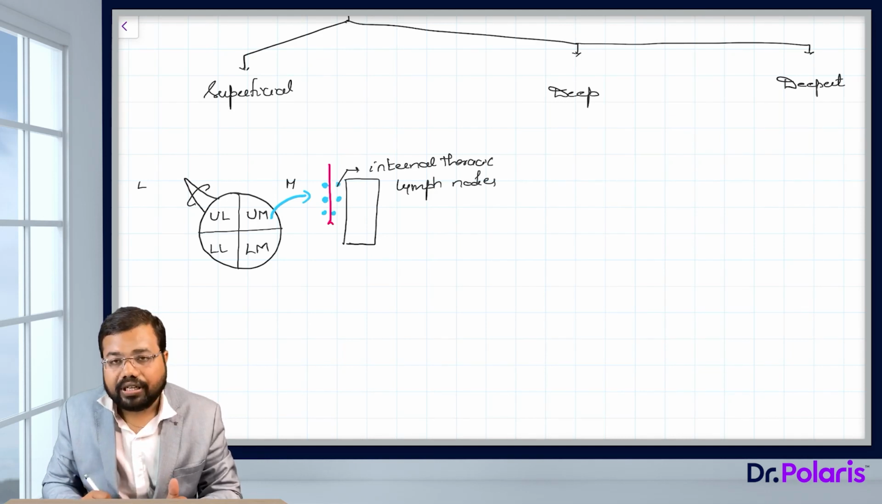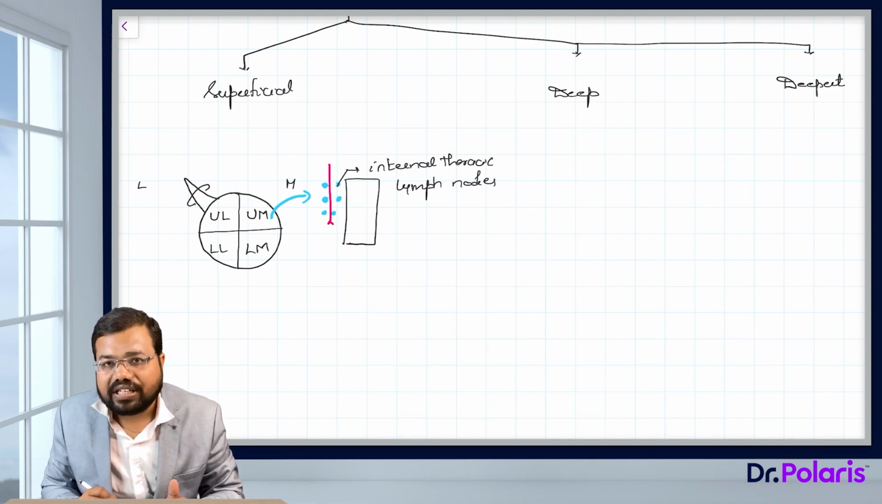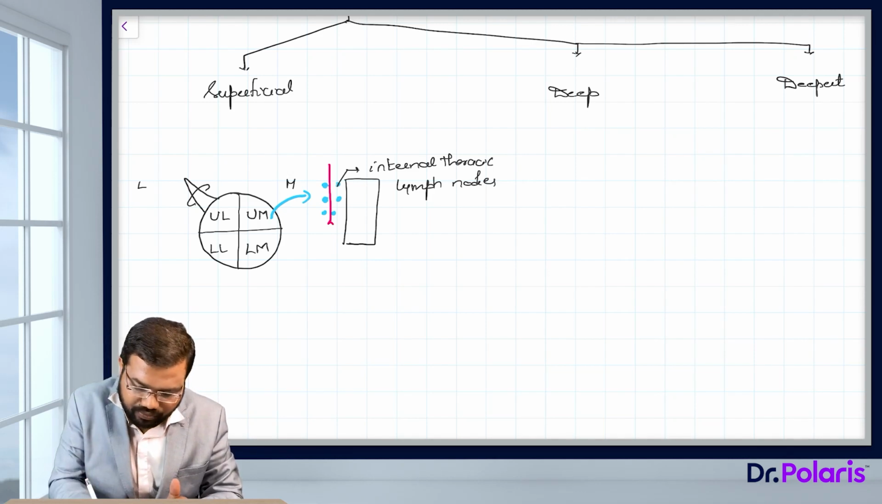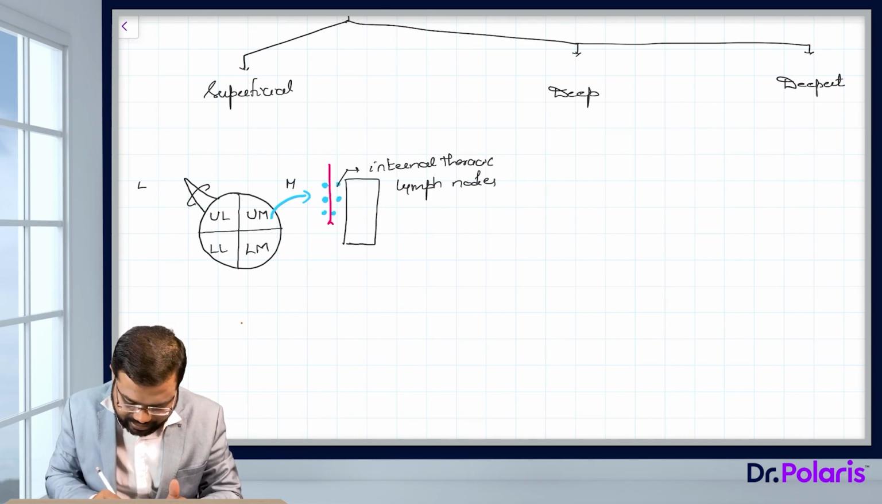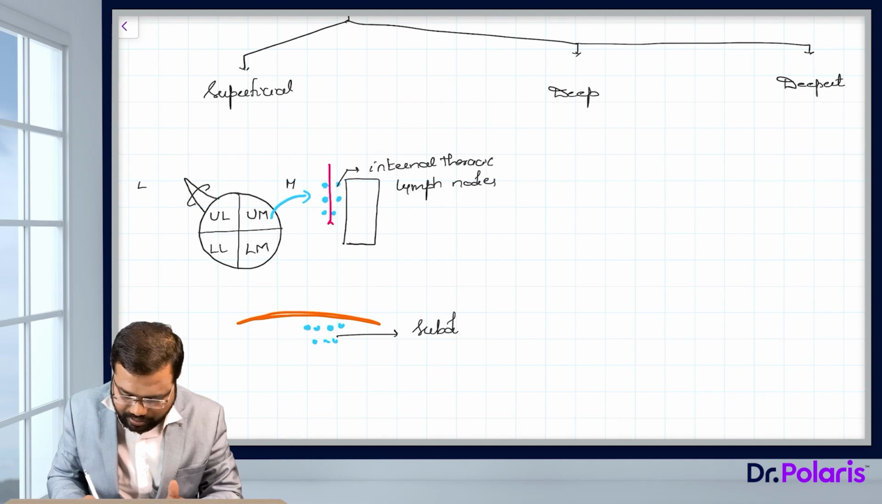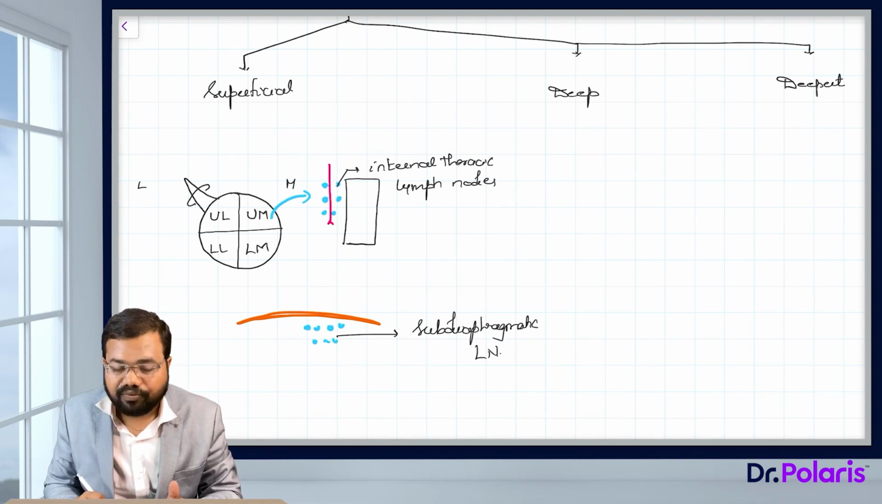This is the upper medial. Whereas the lower medial compartment will pass just below the diaphragm as connections called subdiaphragmatic lymph nodes. So let's imagine this is a diaphragm, and just below the diaphragm we have subdiaphragmatic lymph nodes. These are called subdiaphragmatic lymph nodes. LN means lymph nodes. Okay.